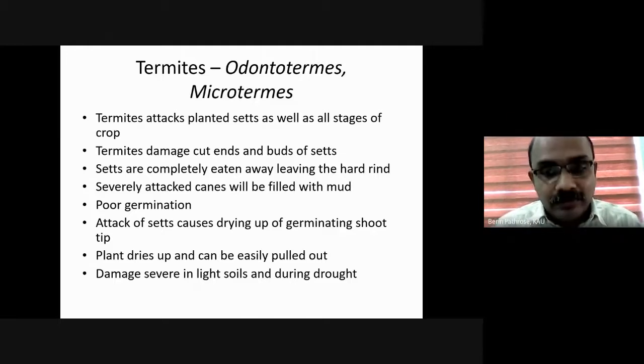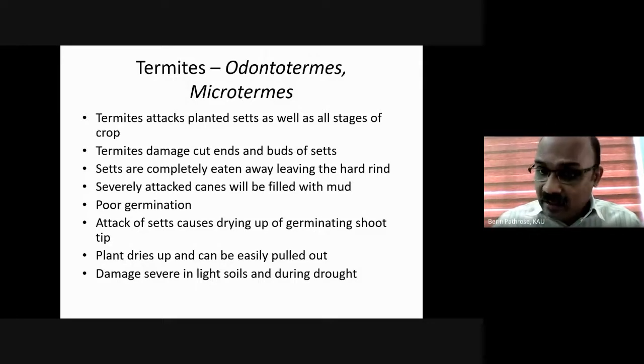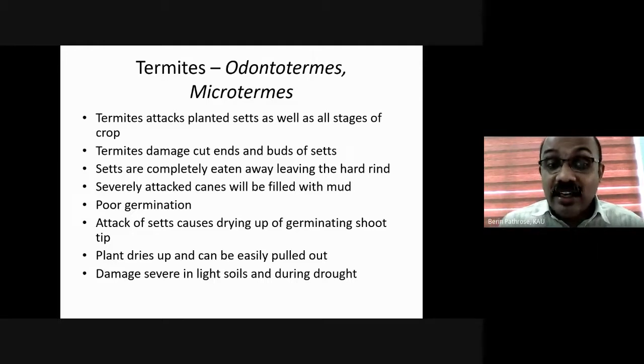You remember it. If there is moisture, termite infestation decreases. Slight moisture favors termite multiplication, but if there is flooding, termite infestation decreases. So drought favors termite infestation, and it is severe in light soils. That means if sand content is more. If clay content is more, termite infestation again decreases.